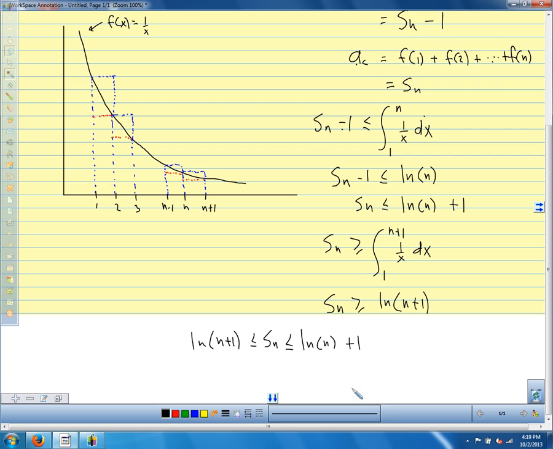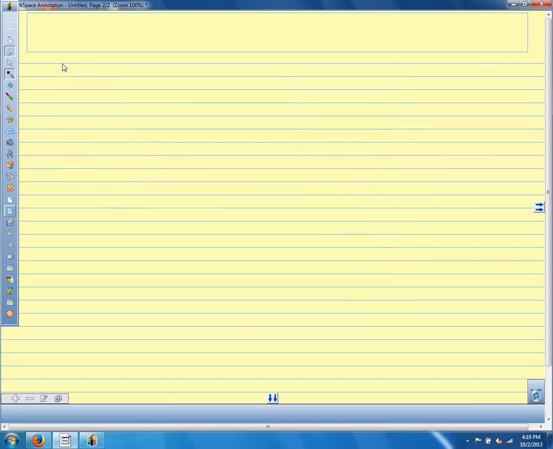Well, part B talks about this sequence. I'm going to switch pages here. Part B talks about this sequence, A sub n, which is the sequence of S of n minus the natural log of n.